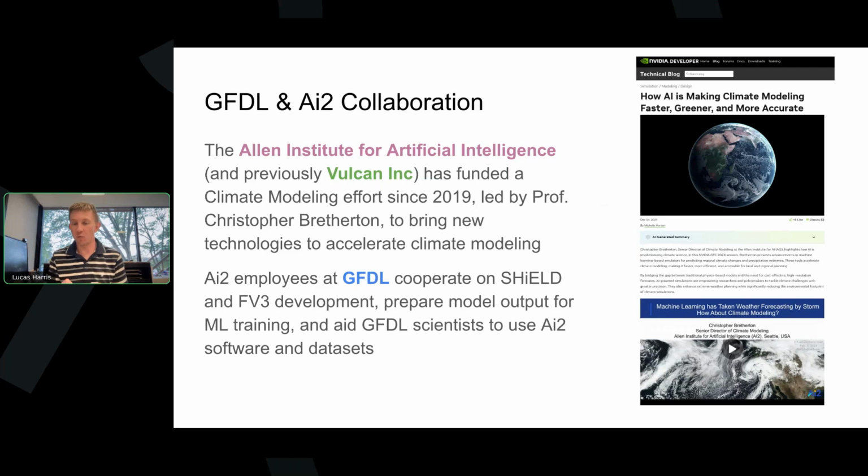One of the things that both Vulcan and then later as it transitioned to AI2, the Allen Institute, has really done that has made things much easier is that they placed an employee, originally 2 employees, now 1 employee, at GFDL to cooperate on SHiELD and FV3 development, and to help our model output that is used to train AI2's AI models be prepared to be able to send to AI2, and to also then help GFDL scientists be able to use the outputs that AI2 has created, both their software and their excellent data sets. So here's an article from NVIDIA's website talking about this.